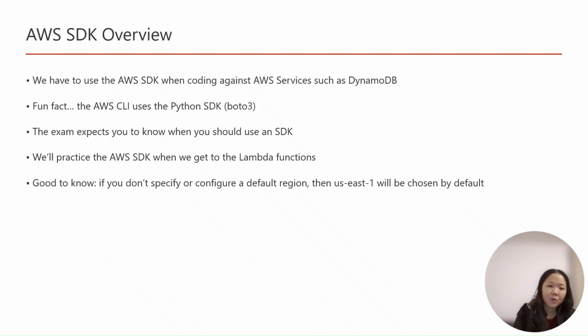AWS SDK overview: we have to use the AWS SDK when coding against AWS services such as DynamoDB. The AWS CLI uses the Python SDK. The exam expects you to know when you should use the SDK. Also good to know: if you don't specify or configure a default region, then us-east-1 will be chosen by default.